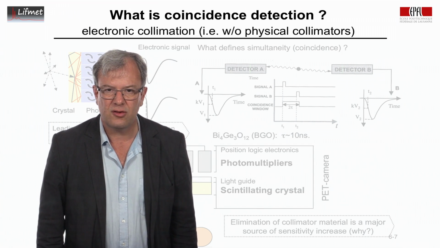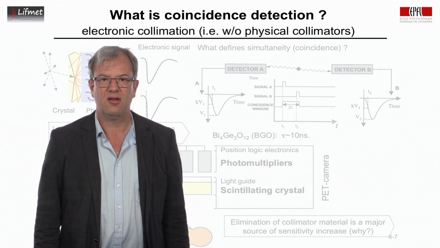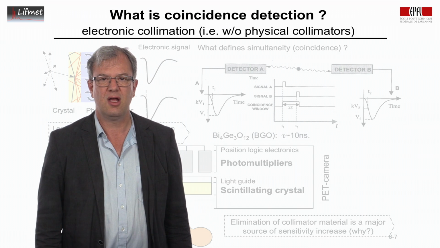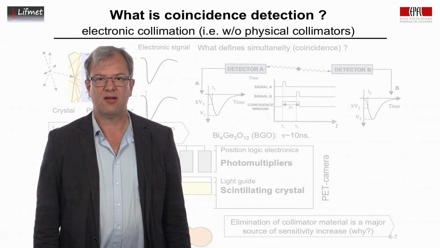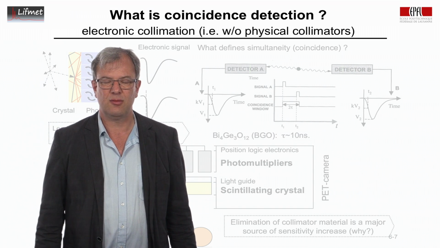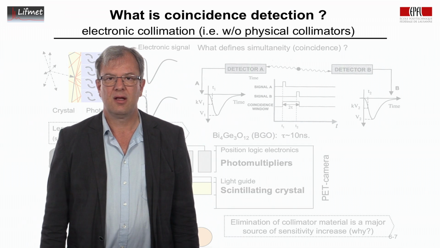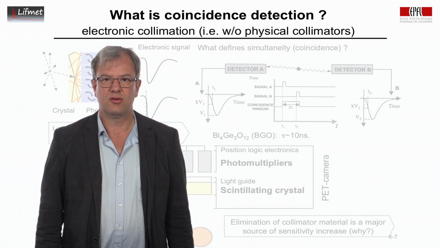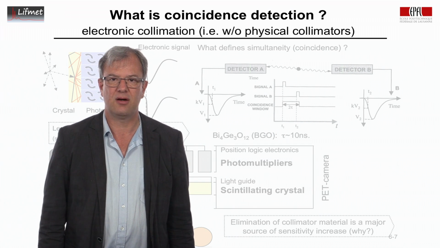Whereas with positron emission tomography, due to the detection of simultaneous events, we don't do that. So we can essentially accept all X-rays that are being detected as long as they are simultaneous, that is, as long as they are X-ray pairs. So this is a major source of sensitivity increase for positron emission tomography compared to SPECT.